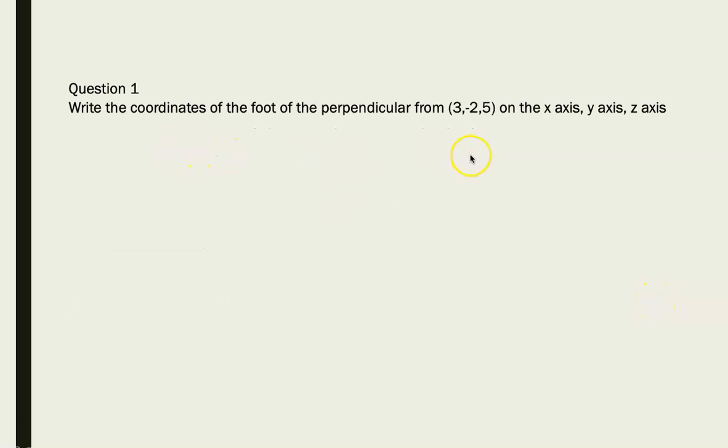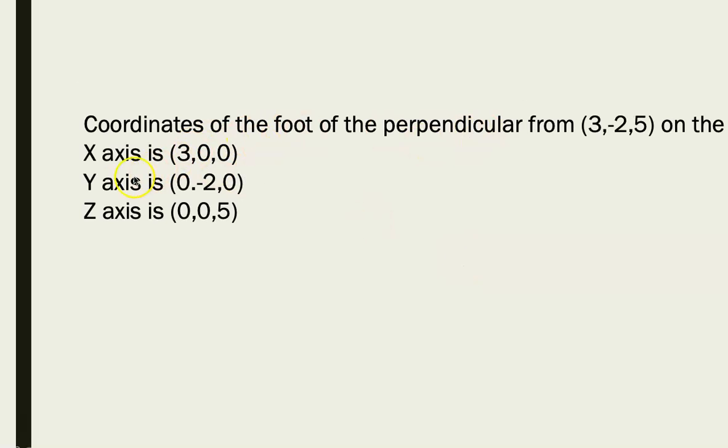Write the coordinates of the foot of the perpendicular from 3, -2, 5 on the x-axis, y-axis and z-axis. So on the x-axis only x is non-zero. So coordinates of the foot of the perpendicular from 3, -2, 5 on the x-axis is 3, 0, 0. On the y-axis x and z are 0, so it is 0, -2, 0. On the z-axis x and y are 0, so it is 0, 0, 5.